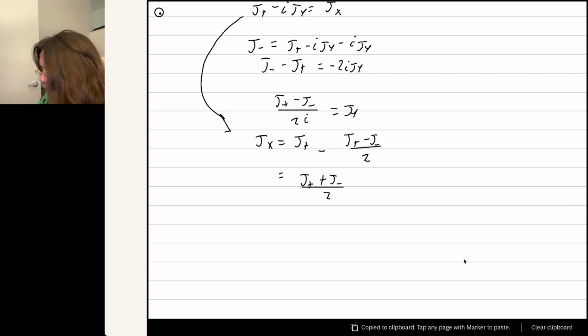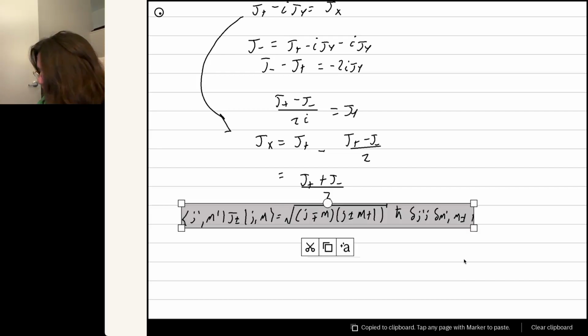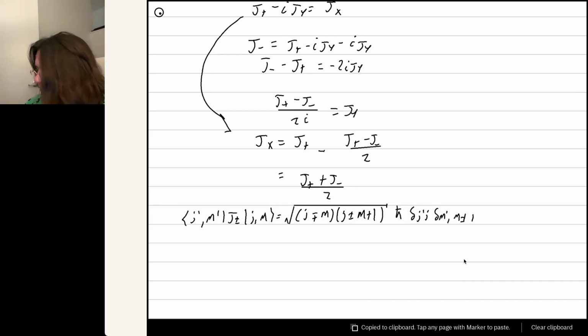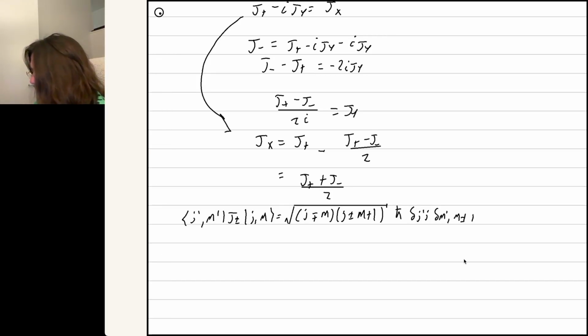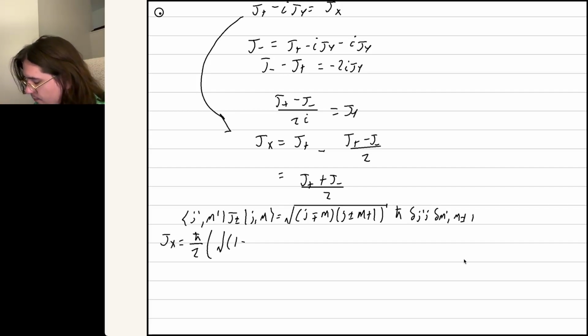I'm just gonna drop that in. It's this definition here. Let's just plug that in for Jx then. Jx will be, I'm going to factor out an h bar over 2. So square root, j is always equal to 1. So for Jx, it's going to be 2 minus m times 1 plus m, and then 1 plus m plus 1, so 2 plus m.